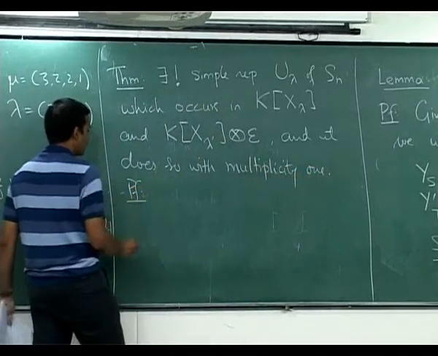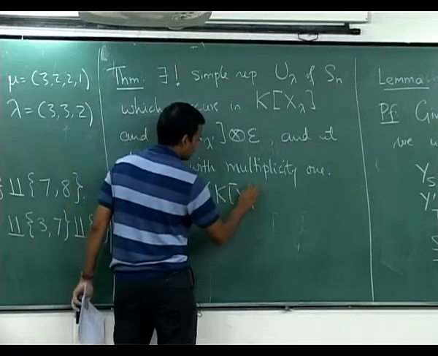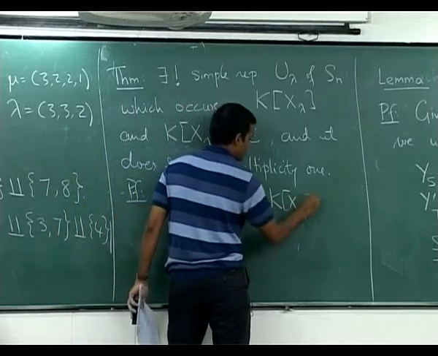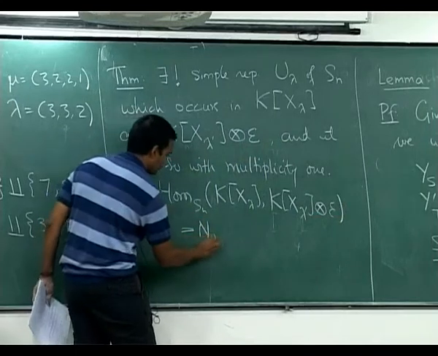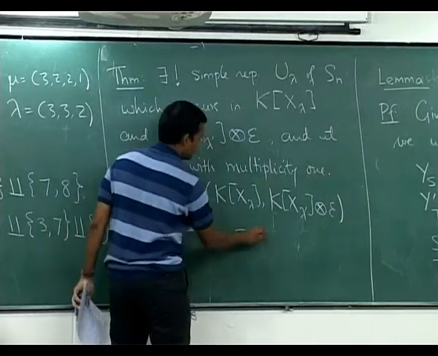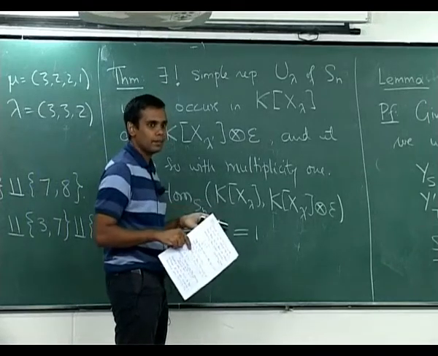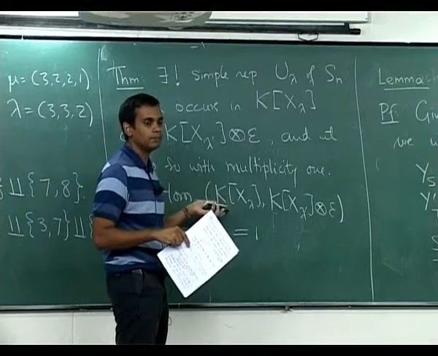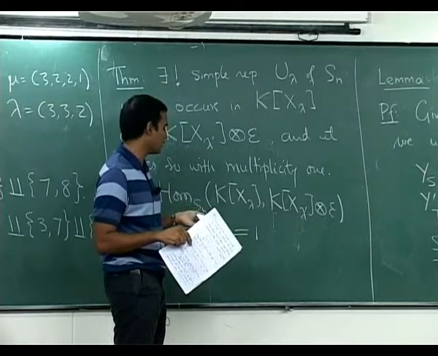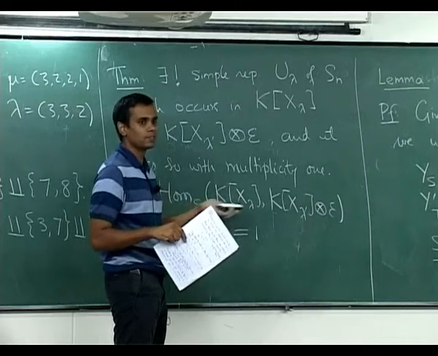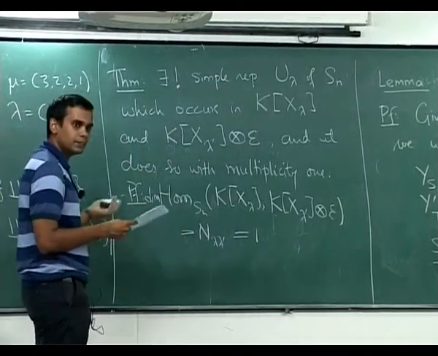Why? Well, simply because if you look at Hom Sn of Kx lambda and Kx lambda prime tensor epsilon, its dimension is n lambda lambda prime, which is 1. And so, if you remember what the dimension of the thing is, this can only happen if there is a single common simple which occurs with multiplicity 1 in each of them. In fact, the Young symmetrizer construction, which we have not really talked about, identifies this subspace inside either of these things. Is this clear? This is quite easy.